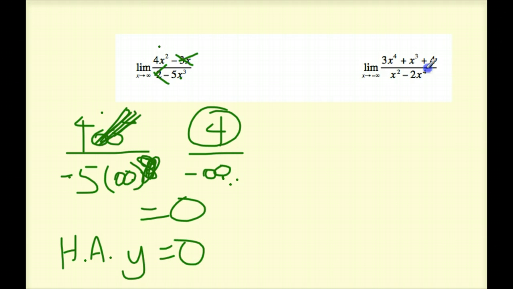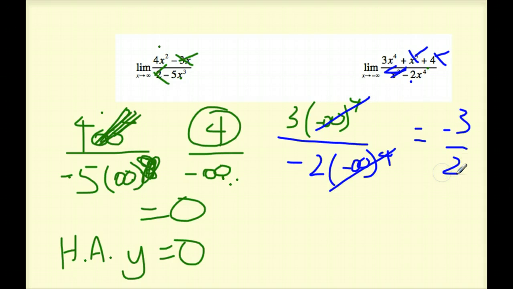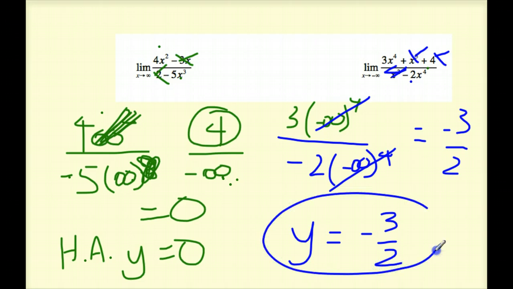Let's plug into this one right here, and we get 3 times negative infinity to the 4th, and we notice these are less than 4, so I don't need that. Down in the denominator, this is not needed because it has a square power. So I'm going to do negative 2 times negative infinity to the 4th. These are exact, and so we know those cancel, and what's left over is a negative 3 over 2. So our horizontal asymptote here is y is equal to negative 3 over 2.